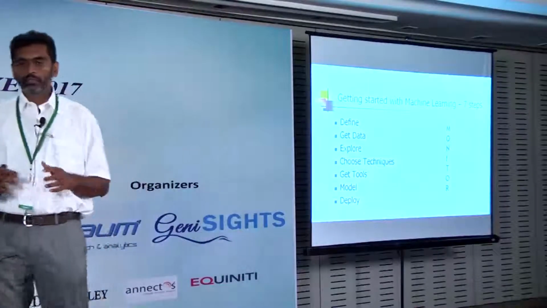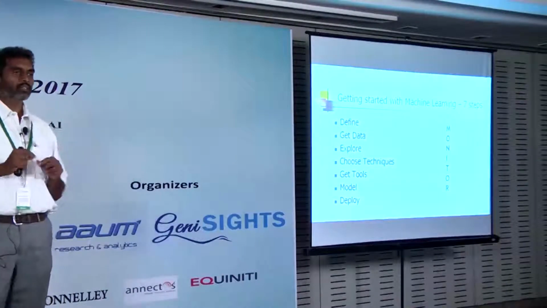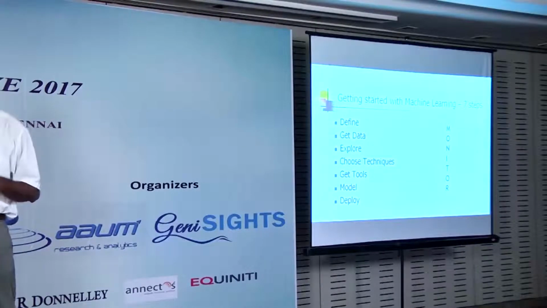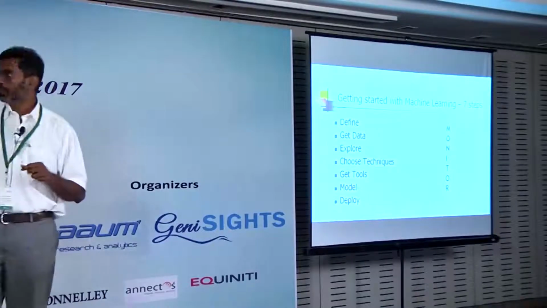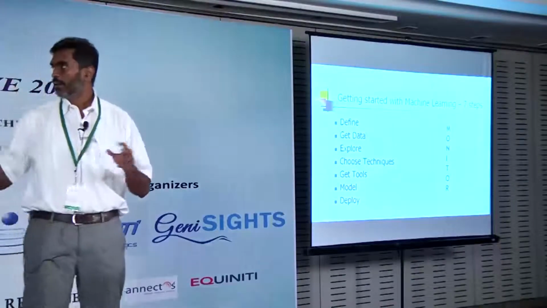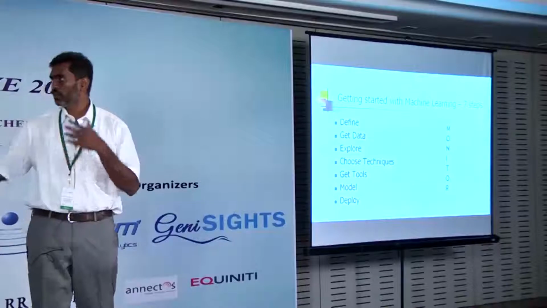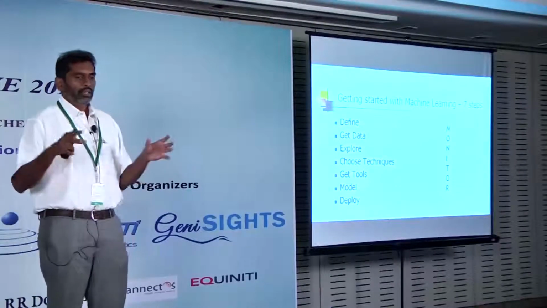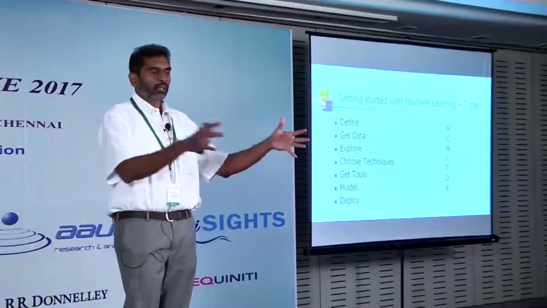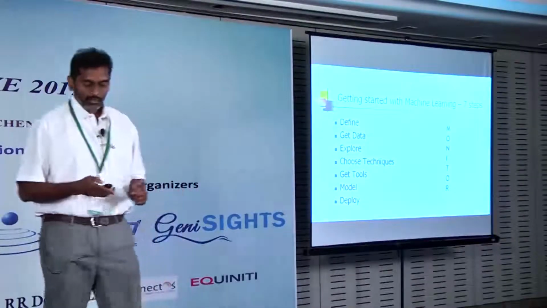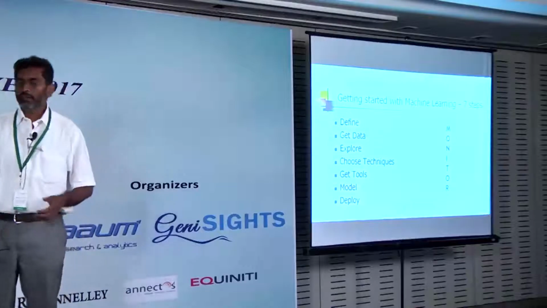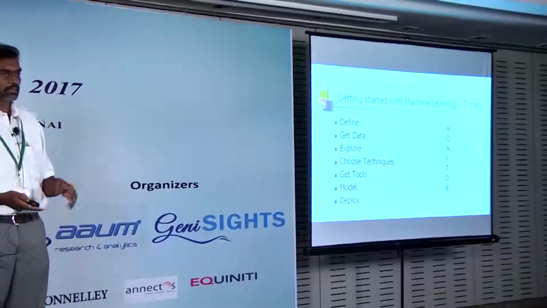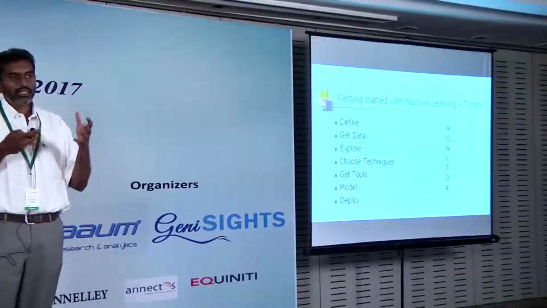So why I brought this example is that these are all data. How can we model it? The steps are: define, get data, explore, choose techniques, get tools, model, deploy. Defining is whatever I mentioned: that the information is there, rural, urban. So you just define it. Another example I quoted is how we will look after 20 years. Defining that, you are extracting some information.